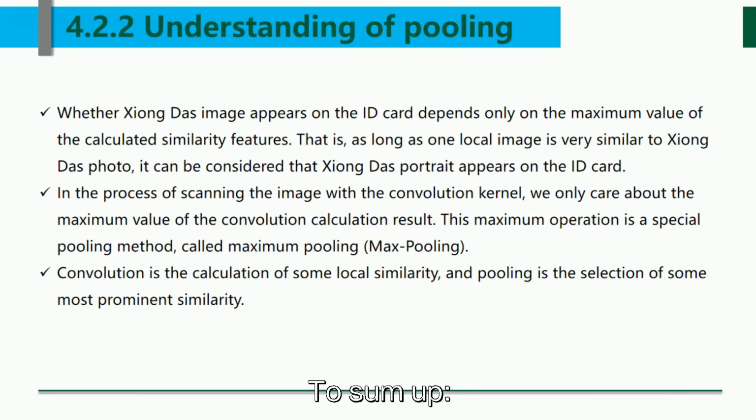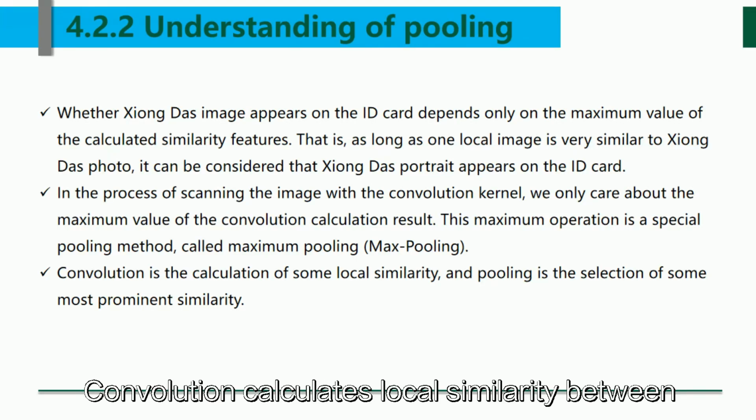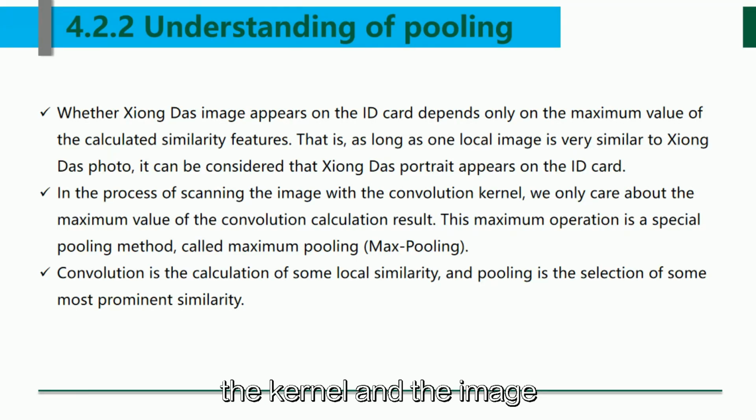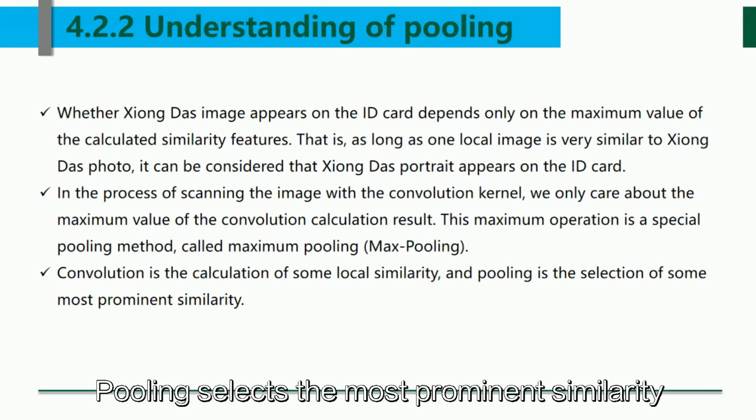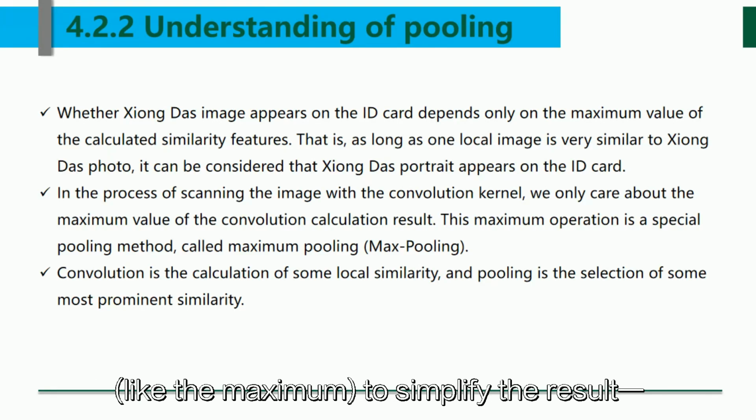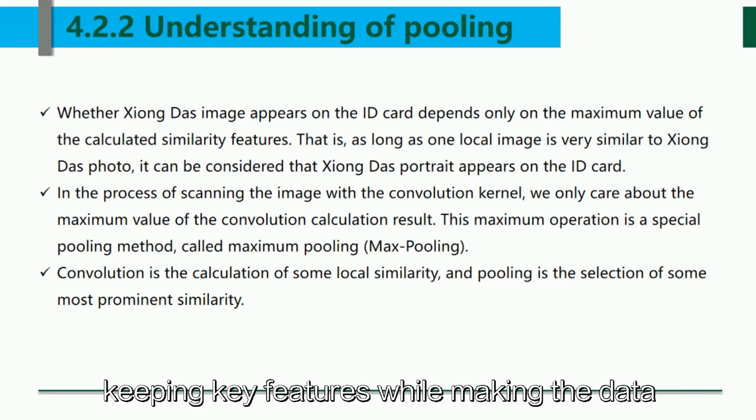To sum up, convolution calculates local similarity between the kernel and the image. Pooling selects the most prominent similarity, like the maximum, to simplify the result, keeping key features while making the data smaller.